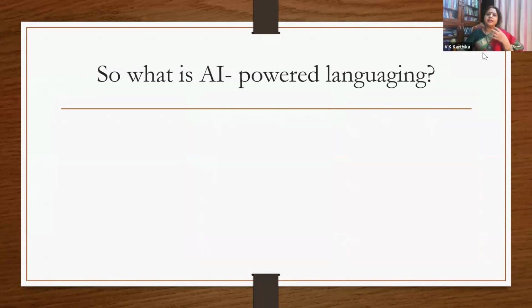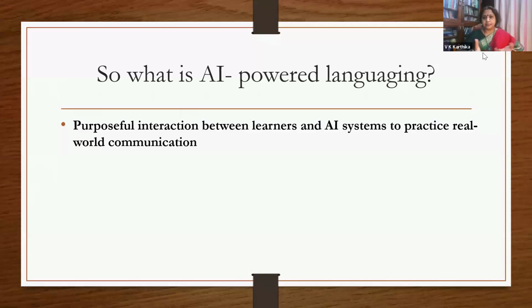In that sense, what should be the AI powered languaging in our classroom? This would have been a nice area for discussion, but in an online platform, it could be slightly challenging. So I'm just using the lecture mode and going ahead with it. So purposeful interaction between learners and AI systems to practice real world communication. The word purposeful is very important, and learners and AI systems are practicing together. So again, they are collaborators. A human collaborating with a non-human agent, purposefully interacting to do real world communication. That is called AI powered languaging.